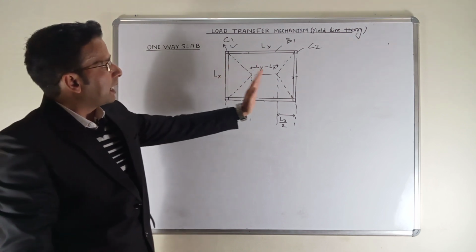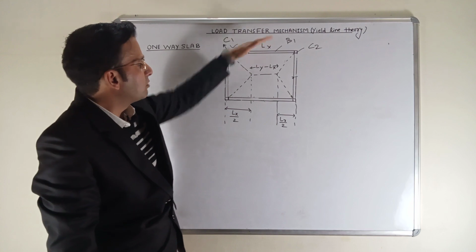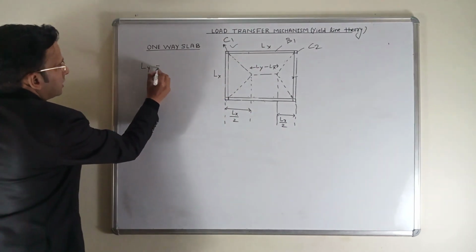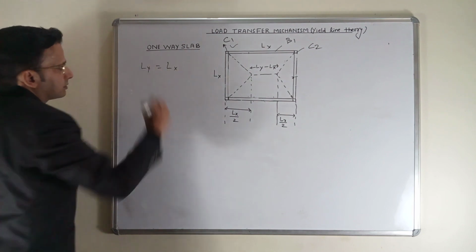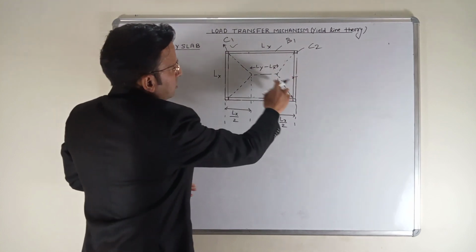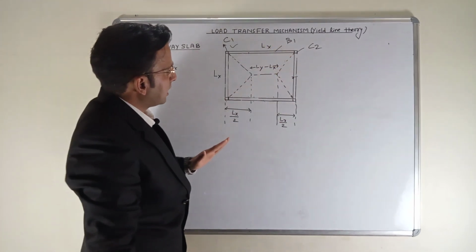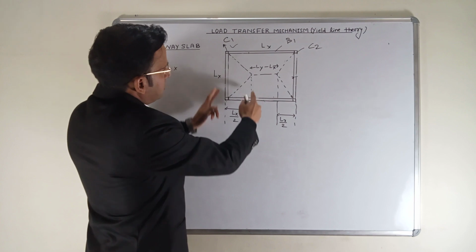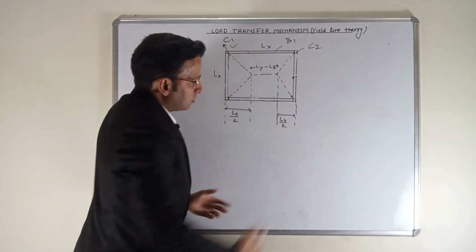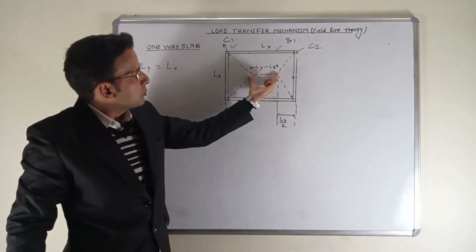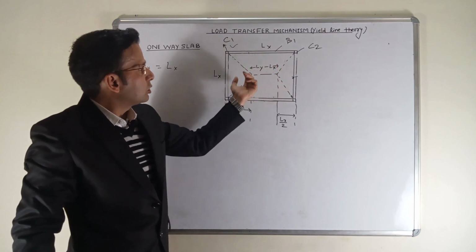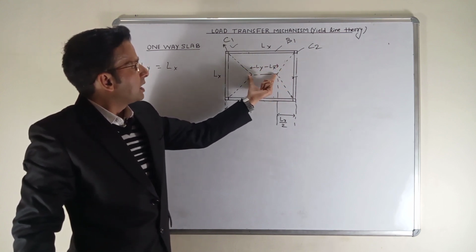if I want to calculate the load on the beams B1, B2, B3 and B4, as Ly is equal to Lx, one more thing to be noted: when I draw this trapezoidal section, according to the yield line theory, this portion will be Lx by 2 and this portion is also Lx by 2, and the remaining portion at the midsection will be Ly minus Lx by 2. Lx by 2 is equal to Lx, then it becomes Ly minus Lx.